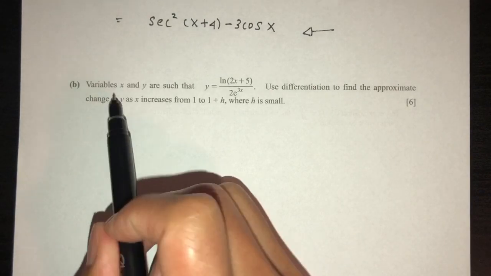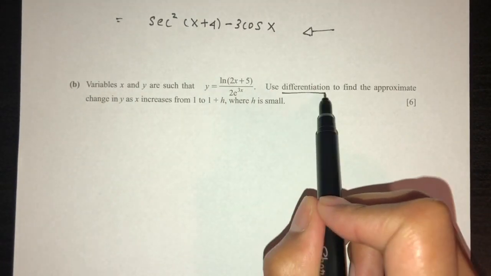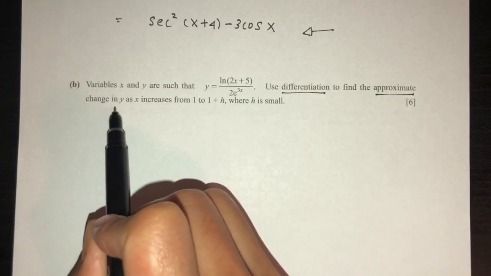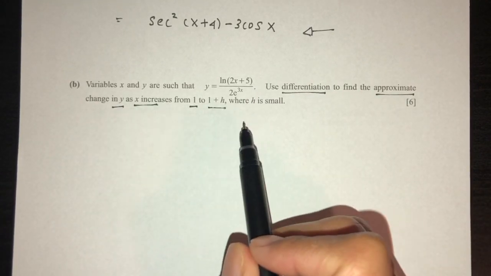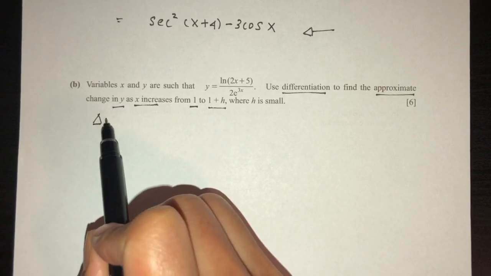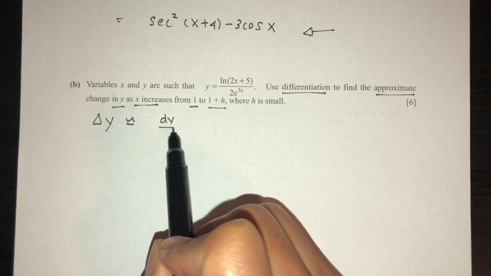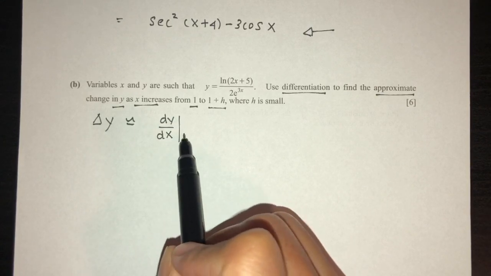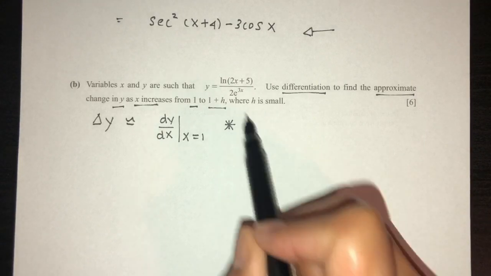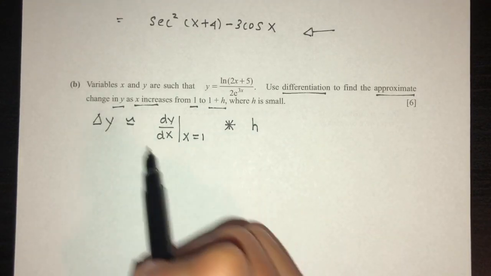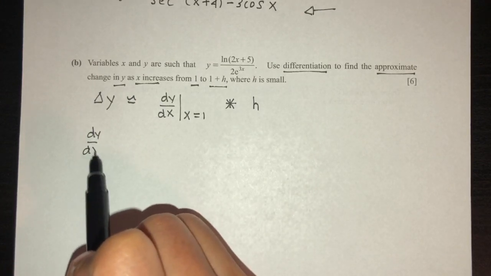Now for part B, variables x and y are such that we have this equation. Now using differentiation, find the approximate change in y as x increases from this value to this value. So the formula is approximate change in y is equal to dy by dx at the value of x equal to 1 times this value of h. So we have to find this. So let's find dy by dx.